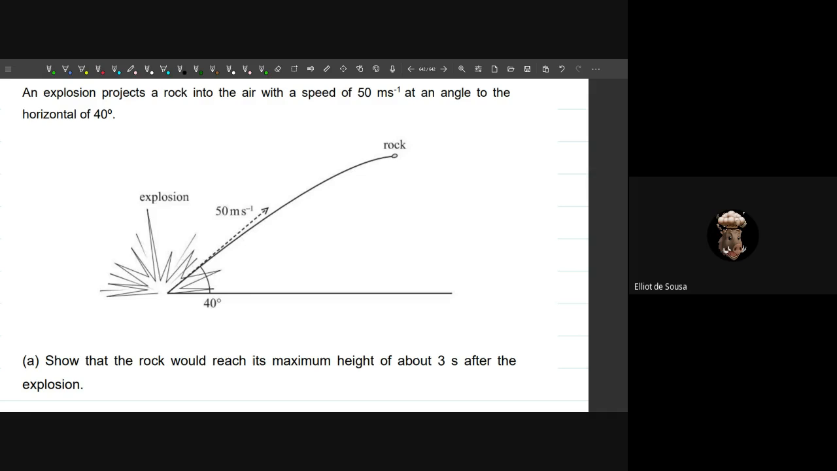So the problem is speaking about the maximum height, okay? It says show the rock would reach its maximum height of about 3 seconds after explosion. I spoke with the teacher and it's a typo. There's not supposed to be the "of." So it's the maximum height about 3 seconds after the explosion. But you need to prove this.